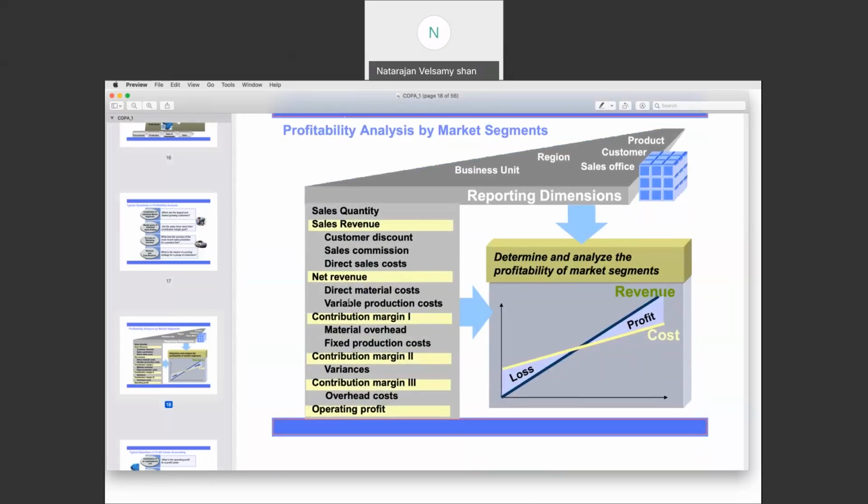Sales minus direct cost will give you the contribution margin. Then if we adjust the overheads, it will give contribution margin 2. Then if we adjust the variances, we'll get contribution margin 3. Then the fixed overhead cost will give the operating profit, and it shows the revenue and the cost. There is some fixed cost. So after some time it will reach the break-even point, and thereafter the profit.